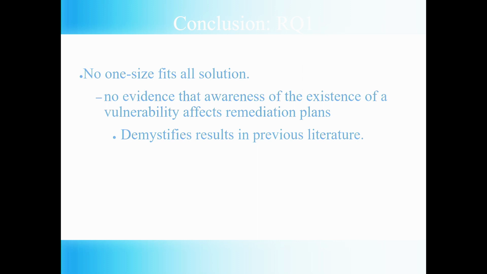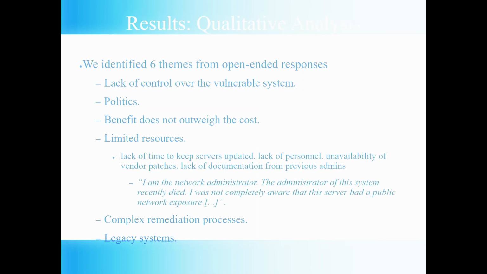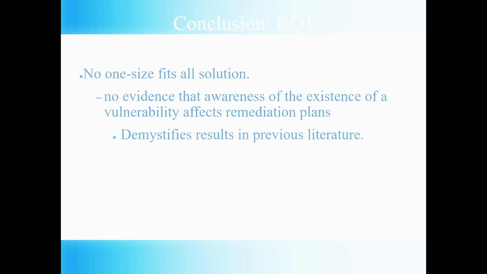We also had complex remediation process and the existence of legacy systems, right? So these are the 6 main themes that we saw in our data. The conclusion is that we didn't find one solution that we can say is the panacea for fixing all the issues, or a factor that if we target, we can really get rid of the long tail of devices that remain vulnerable on the internet. So there's no one-size-fits-all solution. But we also didn't find evidence that awareness of the existence of a vulnerability affects remediation plans, which, as I said, perhaps is the thing that demystifies results in previous literature.